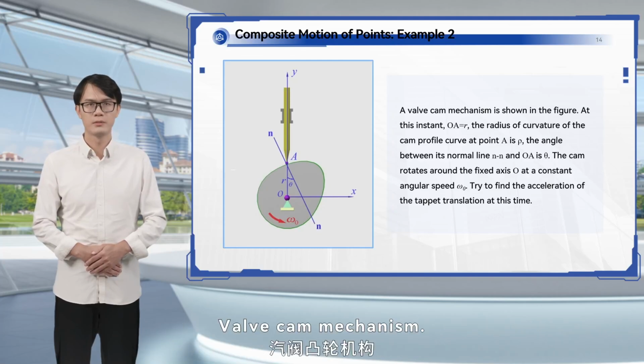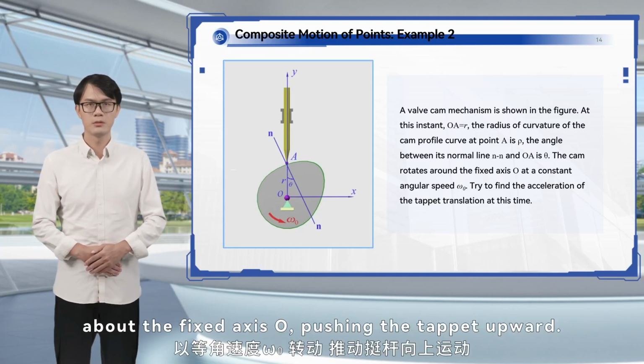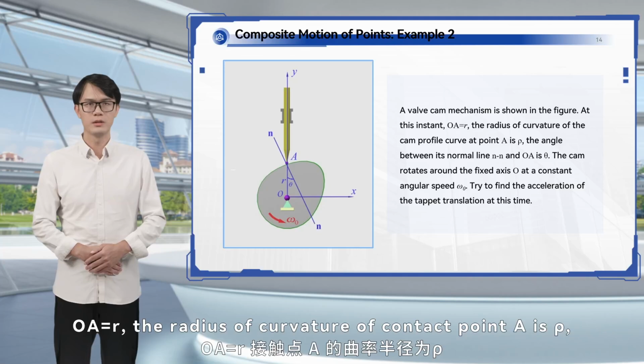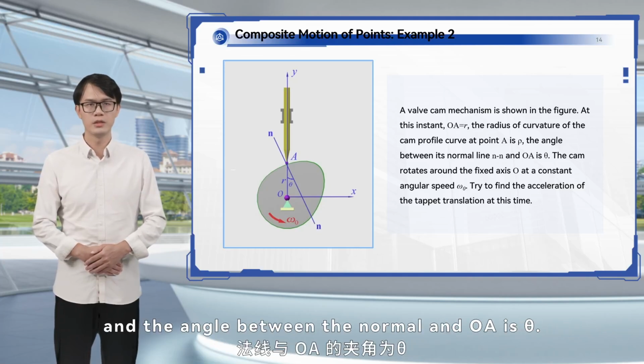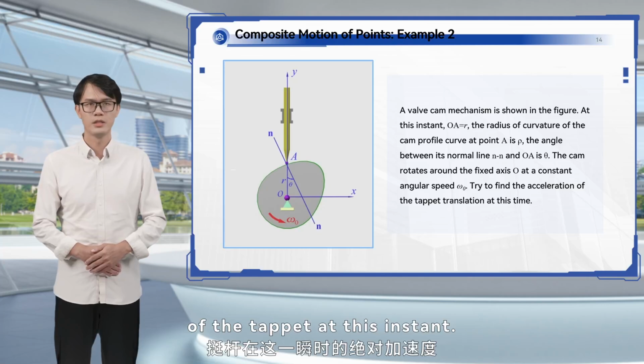Valve cam mechanism. The cam rotates at a constant angular velocity omega 0 about the fixed axis O, pushing the tappet upward. The topic gives the geometric parameters at this time. OA equals r, the radius of curvature of contact point A is ρ, and the angle between the normal and OA is theta. Our objective is to find the absolute acceleration of the tappet at this instant.